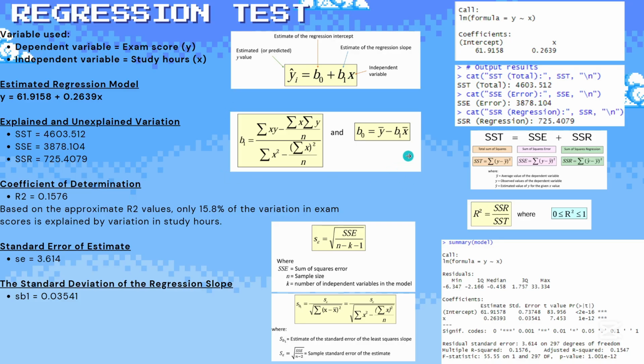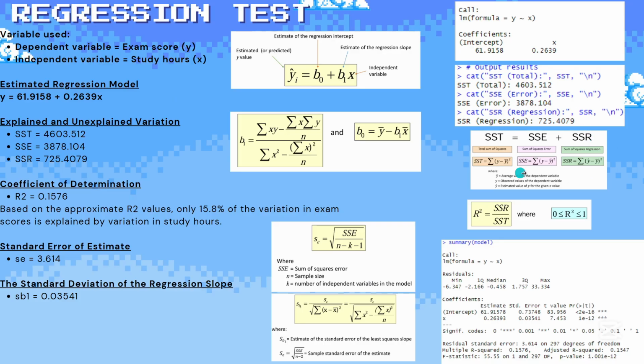If you are calculating it manually, you can use this; here we just calculate it using RStudio software, and the output is here. Our b0 is 61.9158 and our b1 is 0.2639. We substitute these two values into our equation, and our final equation will be this one. Next is explained and unexplained variation.